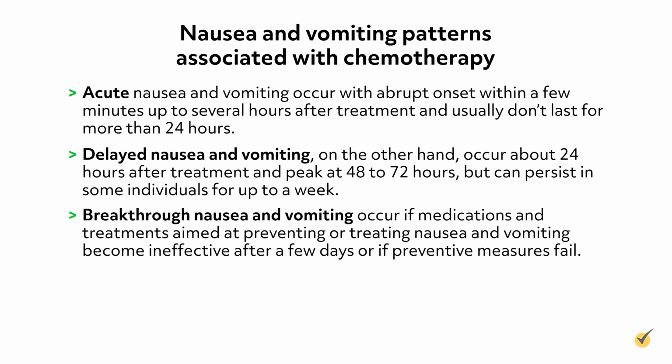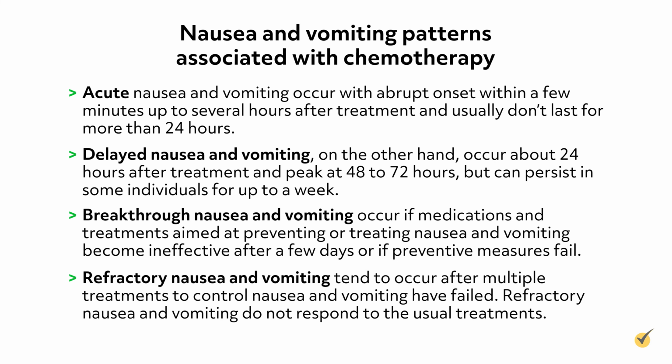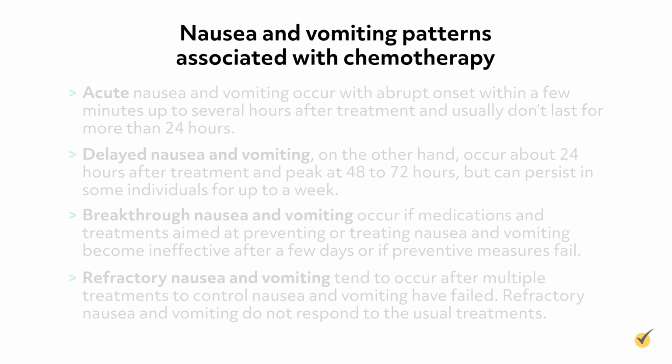Breakthrough nausea and vomiting occur if medications and treatments aimed at preventing or treating nausea and vomiting become ineffective after a few days, or if preventive measures fail. Refractory nausea and vomiting tend to occur after multiple treatments to control nausea and vomiting have failed. Refractory nausea and vomiting do not respond to the usual treatments.